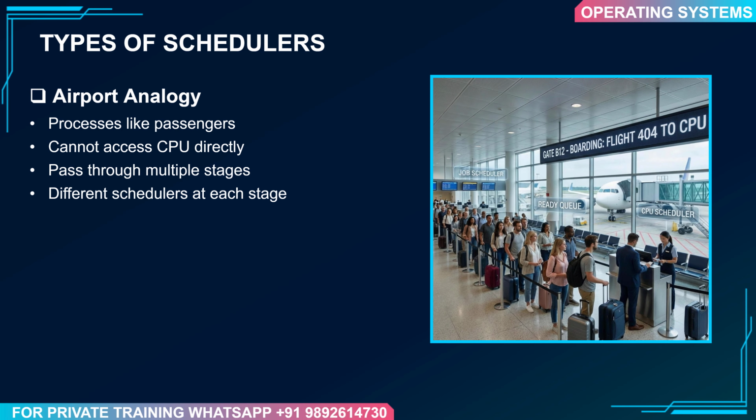To understand types of schedulers, it helps to imagine a busy airport. Not every passenger is allowed directly onto a plane. First, passengers enter the airport, then they wait in different areas, and finally they board the plane when it is their turn. In a similar way, processes do not jump straight onto the CPU. They pass through stages, and at each stage, a different scheduler may be involved.